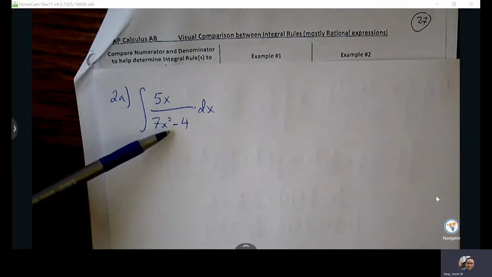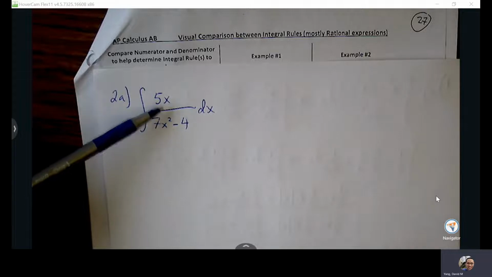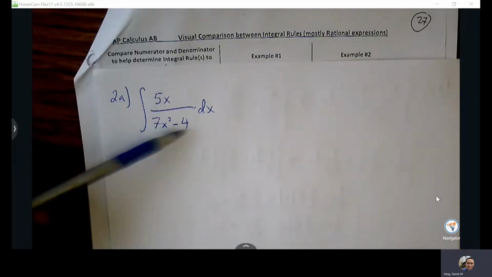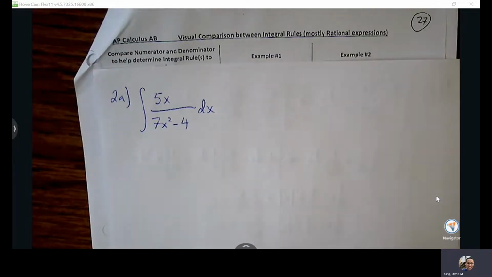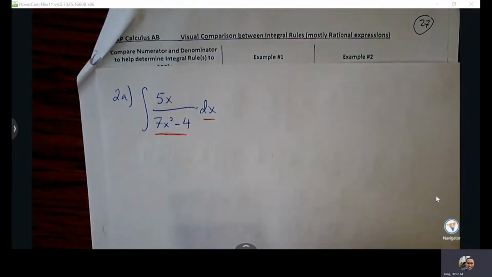Anytime a degree is off by 1, we know that the derivative will work down to that degree that we ultimately want to cancel out. So we're going to target the denominator as our u value. Make our substitutions here.